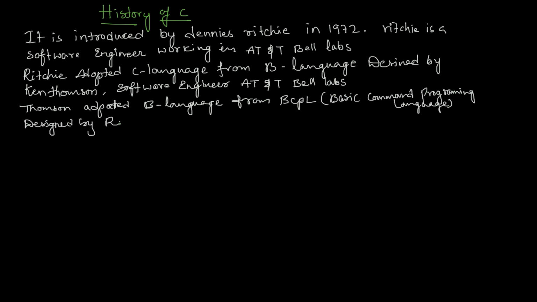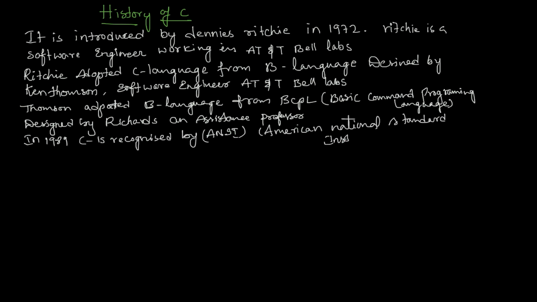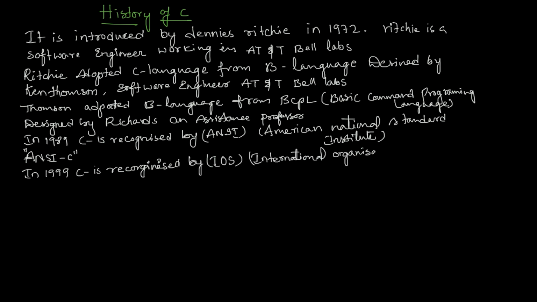Designed by Martin Richards, an assistant professor. In 1989, C was recognized by ANSI. It means American National Standards Institute. ANSI C. In 1999, C was recognized by ISO. It means International Organization for Standardization. Now it is also ISO, International Standard Organization, with the name C99.